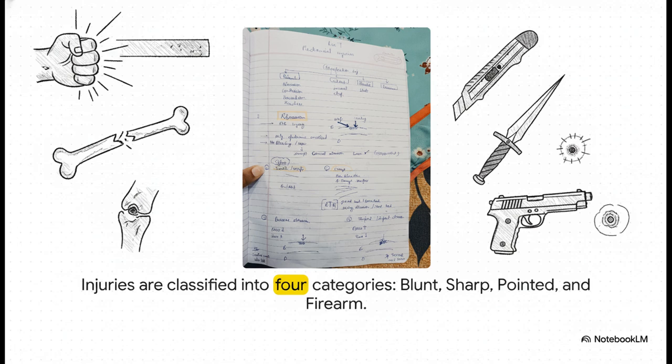You've got your blunt force injuries. Think impacts, like a fall that gives you a scrape, or even a fracture. Then there are sharp injuries, from things that slice, like an incised wound from a knife. After that, you have pointed injuries, which are way deeper than they are wide, like a stab wound. And finally, in a class all its own, you've got firearm injuries.